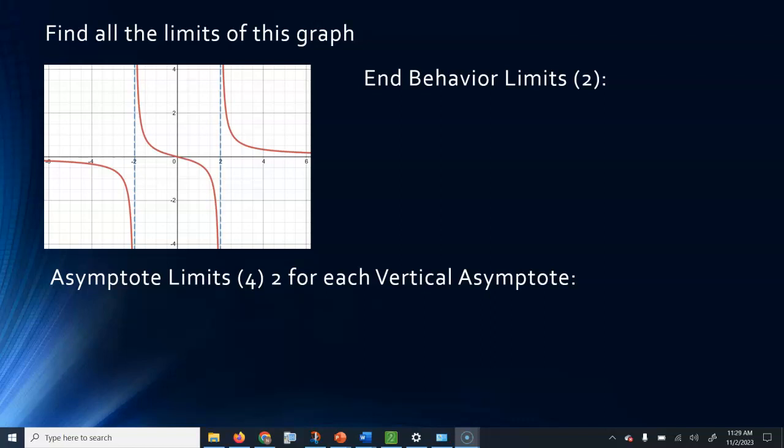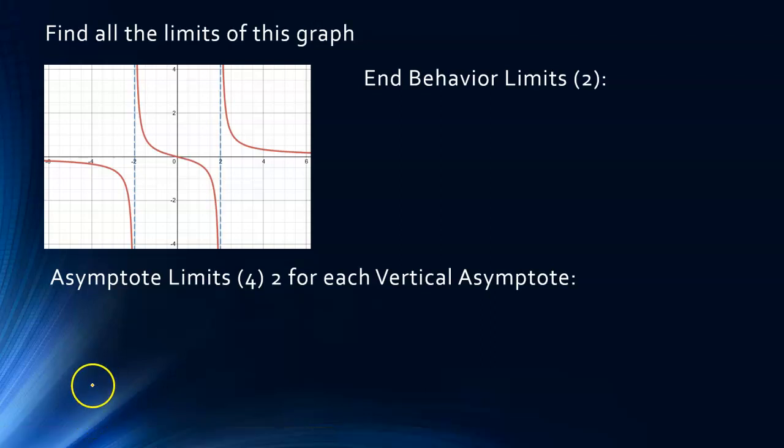Anytime we have a vertical asymptote, we're going to have limits at those vertical asymptotes. I'll show you what I mean by that in just a second. So first, let's look at this example. We see that we do have a horizontal asymptote right here, and that horizontal asymptote is where y equals 0. So that's going to help us identify where the end behavior is going to be.